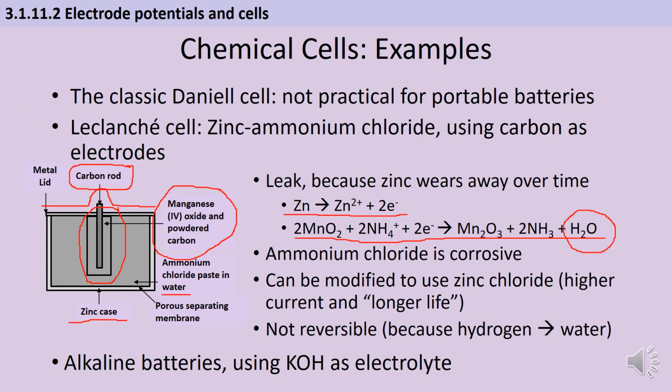You may also find questions which refer to alkaline batteries. They were the named example of a non-rechargeable battery if you did AQA GCSE chemistry. And basically the only difference here is that instead of having an acidic electrolyte like ammonium chloride, you have an alkaline electrolyte like potassium hydroxide.